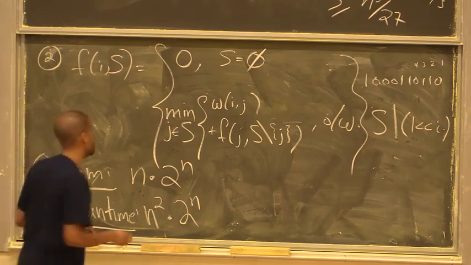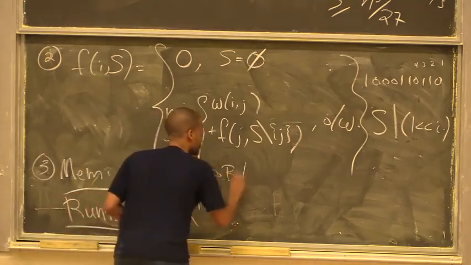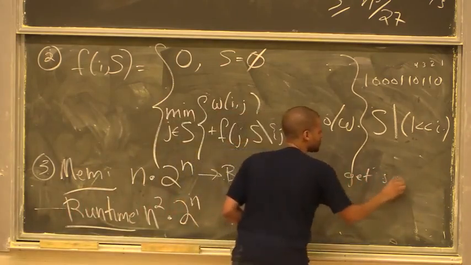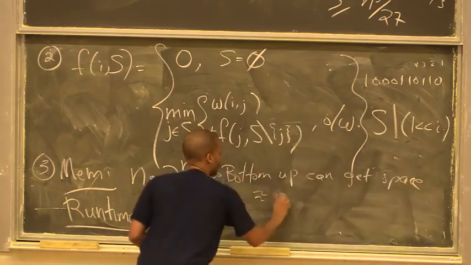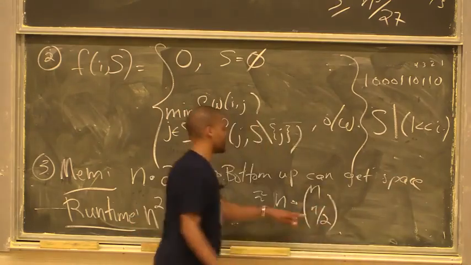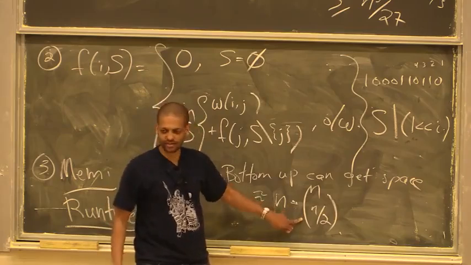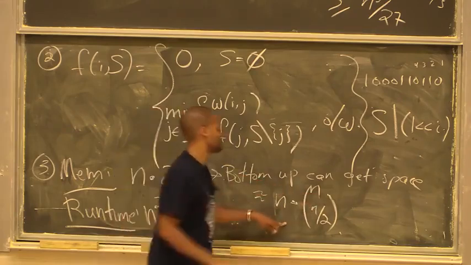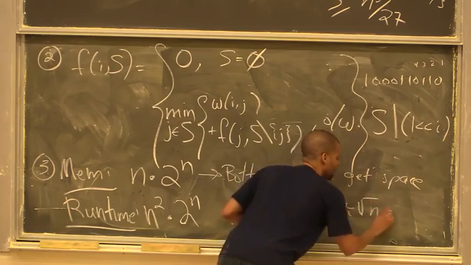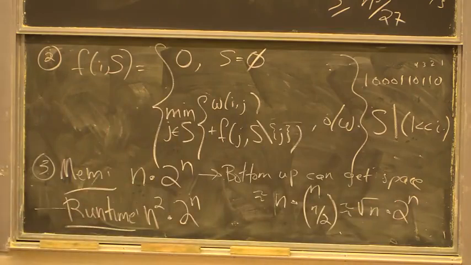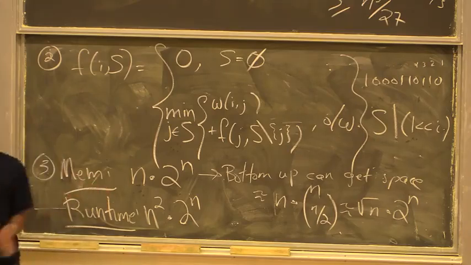And so bottom up can get space about n times n choose n over 2. And n choose n over 2, it turns out, this also follows from Stirling's approximation, is roughly 2 to the n over root n. So this is roughly root n times 2 to the n, which is a little bit better than n times 2 to the n, but it's still exponential memory. Okay, so that's all I wanted to say about DP before I move into linear programming.